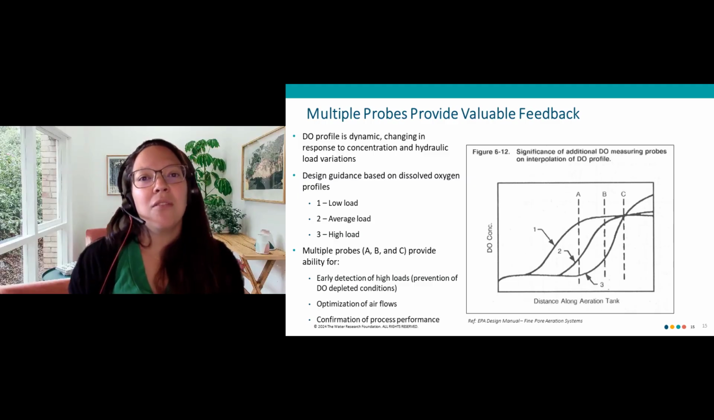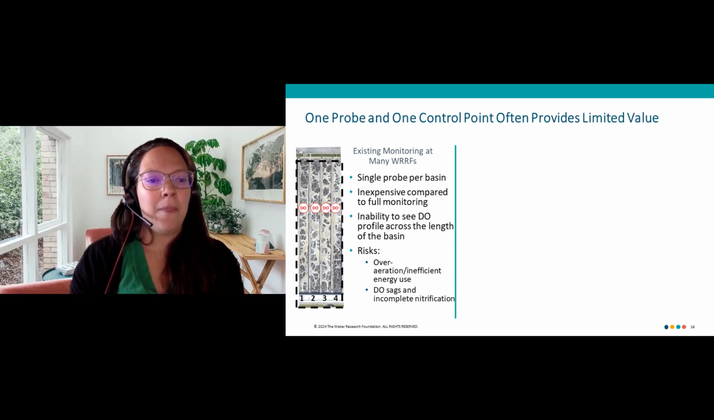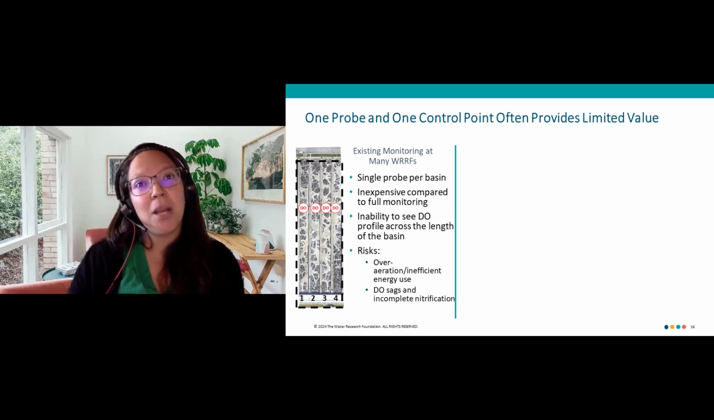Multiple probes can also give the ability for early detection of high loads during low DO, and this can help you prevent reaching DO depleted conditions. It can also help optimize airflow control and confirm process performance. So many facilities only have one DO probe per basin. Obviously, this is the most inexpensive option when compared to full monitoring, but it doesn't allow you to see the DO profile across a basin or how it changes throughout the day or week, like I mentioned previously.